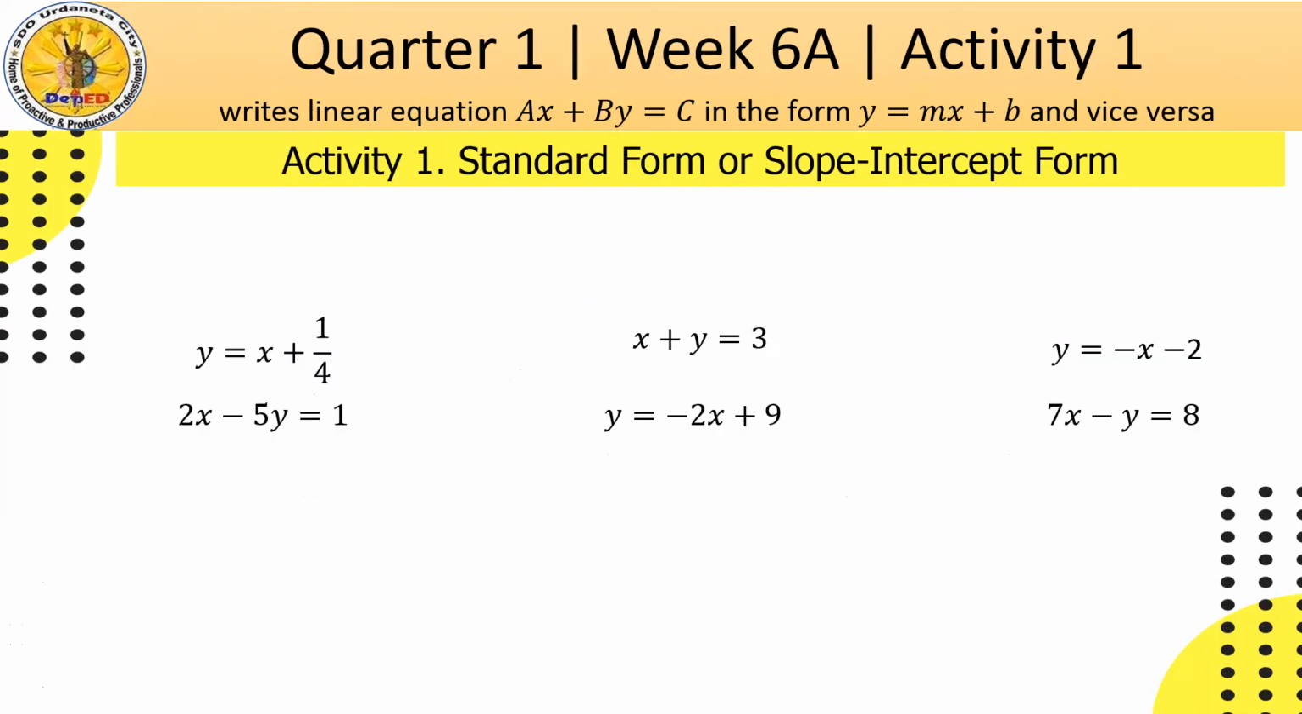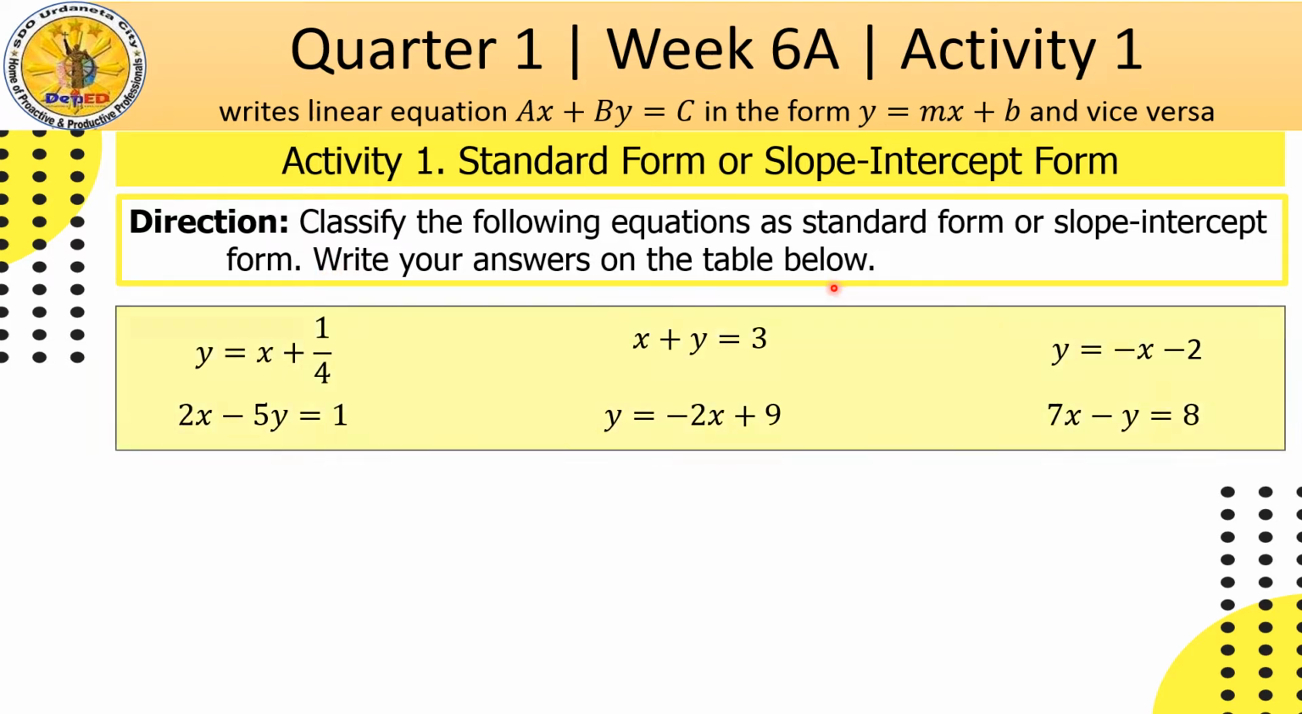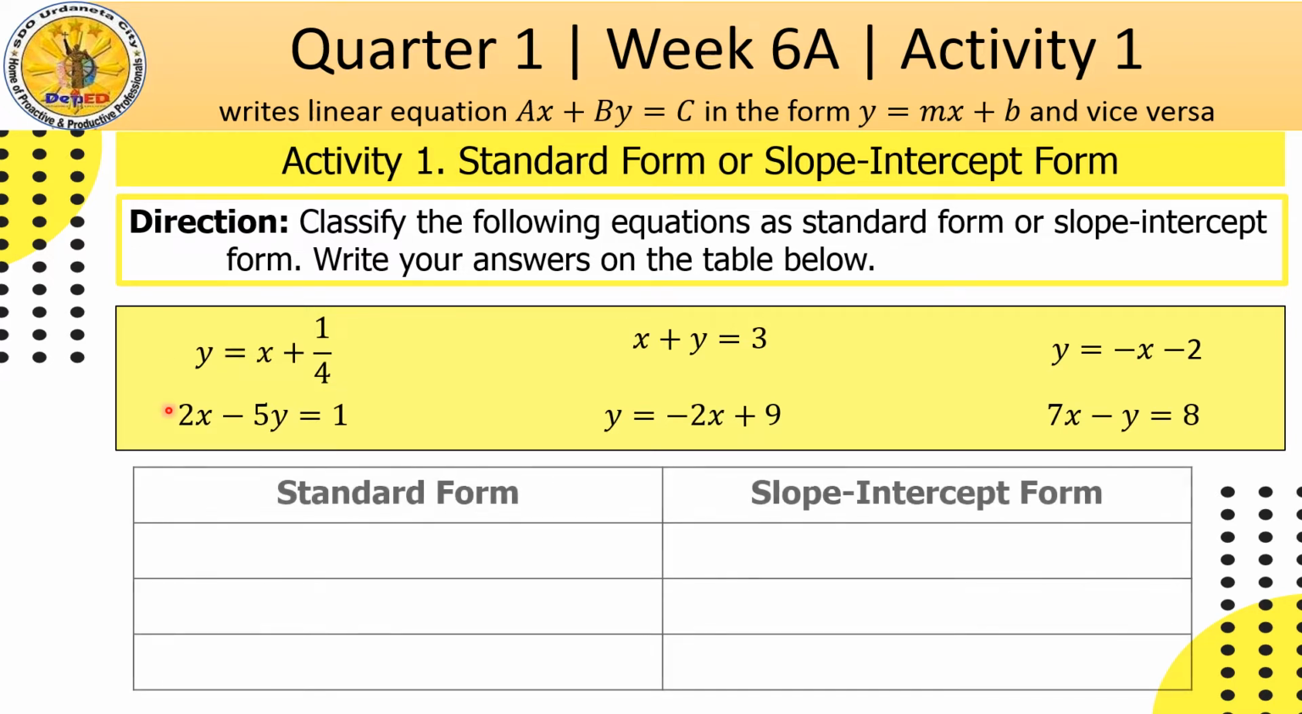So, let's have your Activity 1, entitled Standard Form or Slope-Intercept Form. The given direction is to classify the following equations as standard form or slope-intercept form. Write your answers on the table below. These are the given equations, and this is the table where we are going to write our answers. Okay, let's identify one by one.